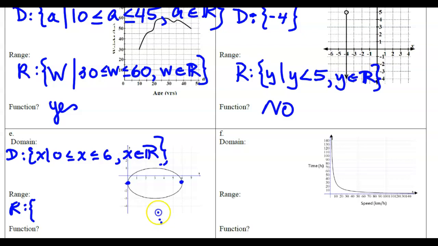Then y, if you look, you start going up this way, the smallest y value is at -3 and the largest one's at 1. So y is between -3 and 1. Oh, sorry. Y is an element of the set of reals.